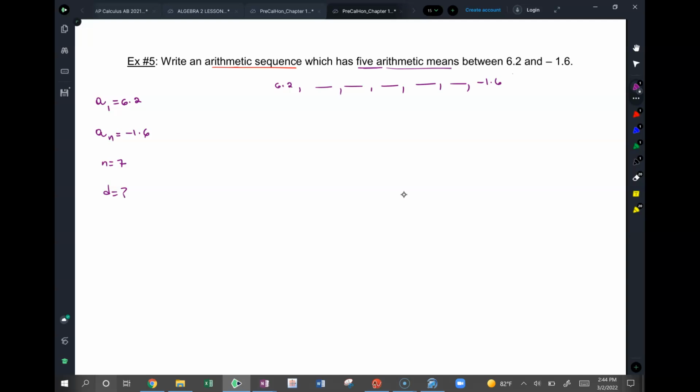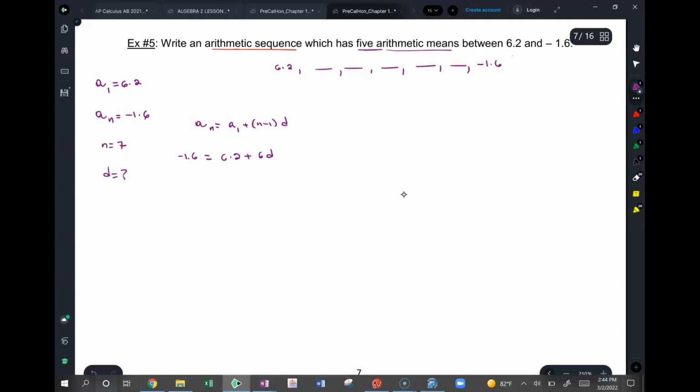But what we don't know is what D is, because once we have D, then you can step. I know there's multiple ways you can do this, but one way is AN is equal to A1 plus N minus 1 times D. So negative 1.6 is 6.2 plus N minus 1, which is 6, times D. So when you subtract, negative 7.8 is equal to 6D. Divide by 6, D is negative 1.3.